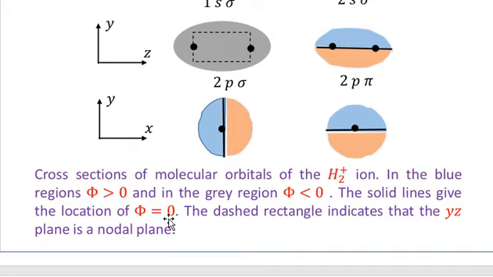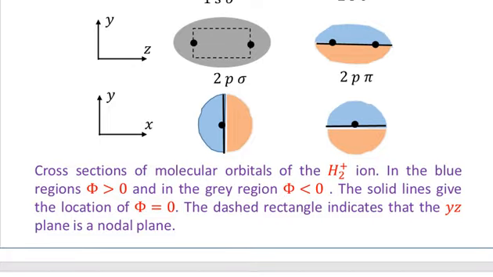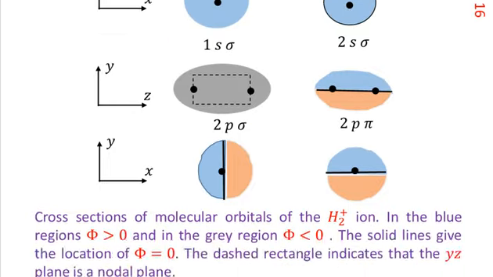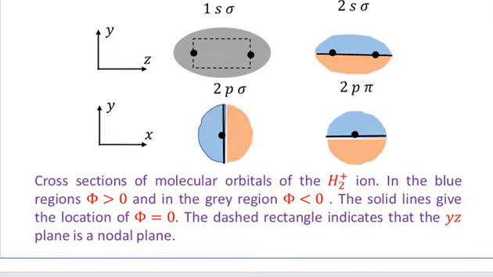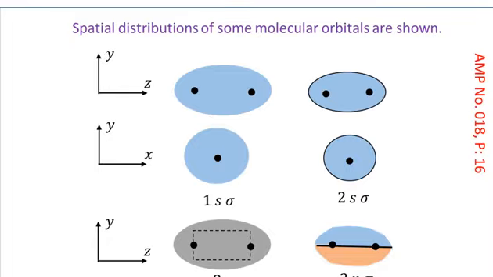That is, the nodal values exist at the solid lines, where phi is equal to 0. The dashed rectangle indicates the YZ plane is a nodal plane. So you see that these are the cross sections of the molecular orbitals of the singly ionized hydrogen molecule in the XZ plane and in the XY plane. These are their cross sections.